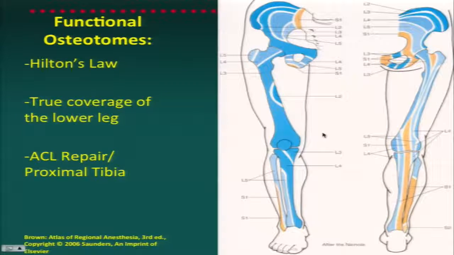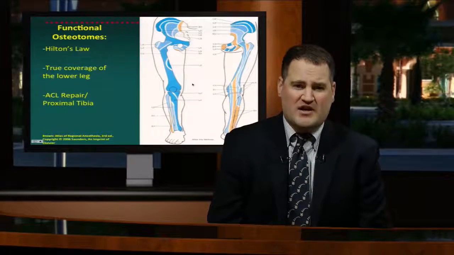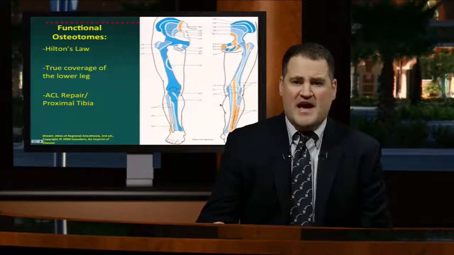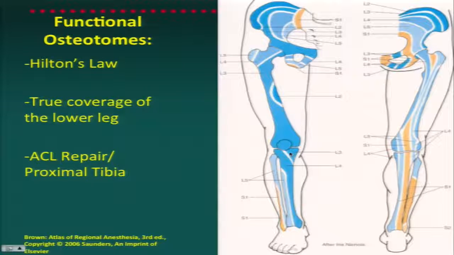For true coverage of the lower leg, the majority of the osseous coverage is from the sciatic nerve. The anterior tibial tubercle is covered by the femoral nerve at L3, L4. But if you look at the posterior aspect, it's mainly an L4, L5, and S1 coverage. But for something like an ACL repair or a proximal tibial procedure, like a tibial tubercle osteotomy, you can just do it strictly with a femoral nerve block, pending that they are also mainly in the anterior distribution of the pretibial compartment.